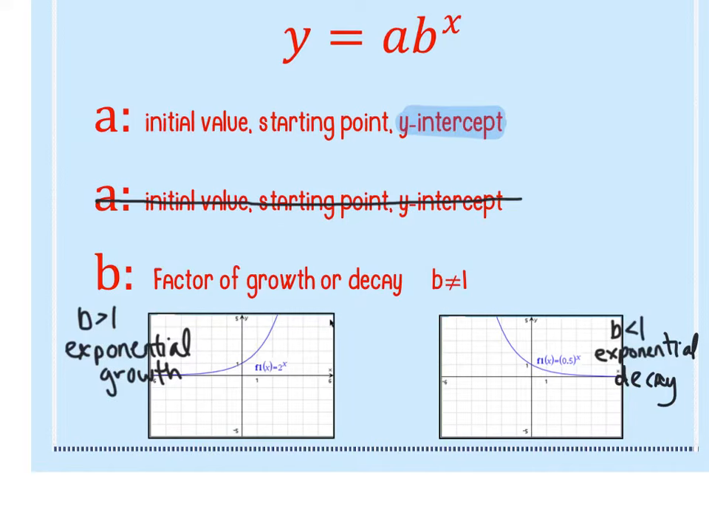Another thing about this graph is we do have asymptotes. An asymptote is an invisible line that your graph is never going to cross. For Algebra 1, our asymptote is typically going to be y equals 0. The graph is going to get really, really close to it, but it's never going to cross it. Again, y equals 0 is my asymptote.